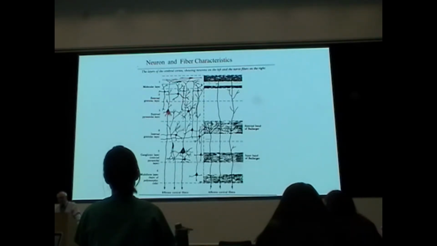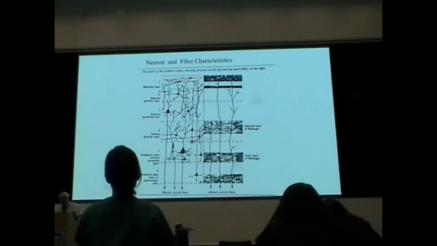Here, layer three, there's an external pyramidal layer. Some of these cells will leave the cortex. Then here, the granular cell, another granular layer. Most of these cells may extend upward to layer one, but they do not typically leave the cortex. They stay in the internal granular layer, and that's what causes this external band of Baillarger.